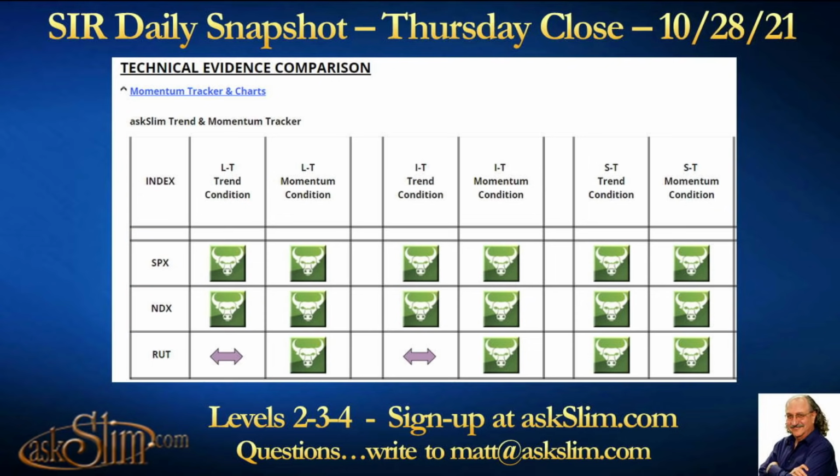This is from a week ago, Thursday the 28th. And what you're looking at here is our technical evidence comparison. You get this every single day with so much more in our stock index report snapshot. What we're looking at is trend conditions and momentum conditions for the S&P 500, NASDAQ, and the Russell. A week ago, you could see it was basically all bullish.